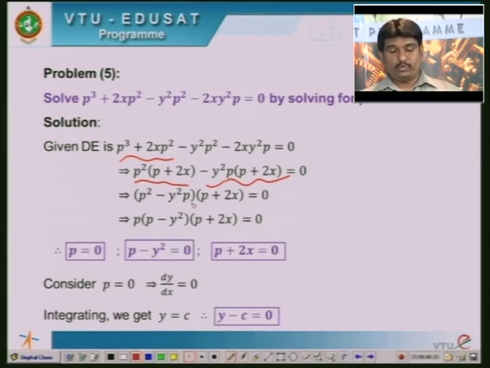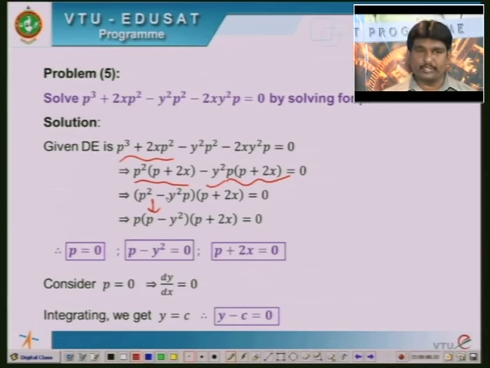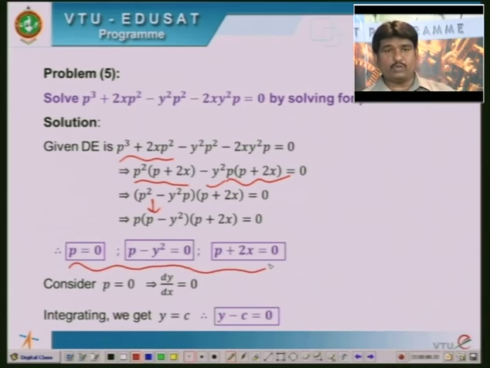So take p plus 2x outside: p square minus y square p into p plus 2x equals 0. Again here I can take p outside, so it is p into p minus y square into p plus 2x equals 0. So three possibilities: p equals 0, p minus y square equals 0, and p plus 2x equals 0. Consider one by one, integrate it and solve.